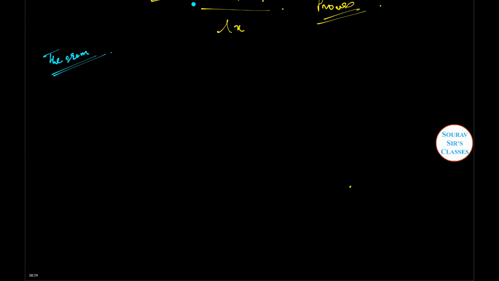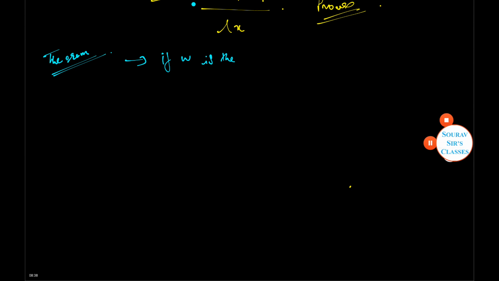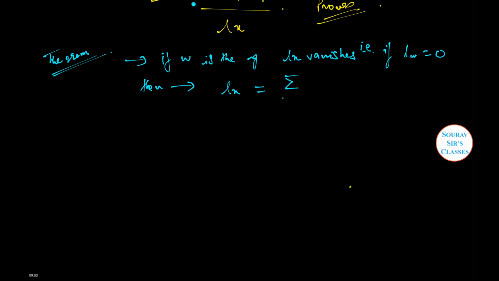Now the third theorem says that if omega is the last age at which Lx vanishes, that is, if L omega is equal to 0, then prove Lx is equal to summation i from x to omega minus 1 of di. Now the proof.